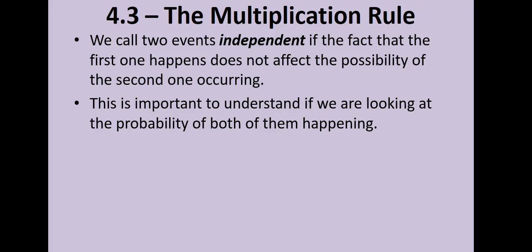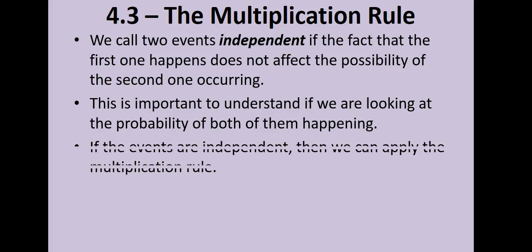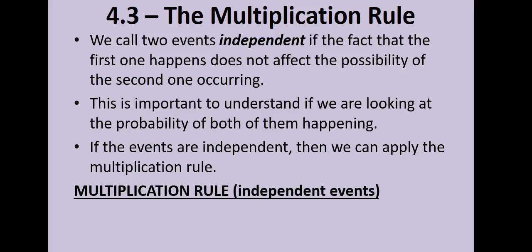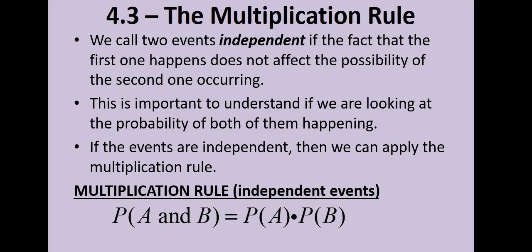So independence is very important to understand if we're looking at the probability of two events happening, like one event happening and then the other one occurring after that. So if the events are independent, we simply apply the multiplication rule. And the multiplication rule for independent events basically states that the probability of A and B occurring would be equal to the probability of A times the probability of B occurring.